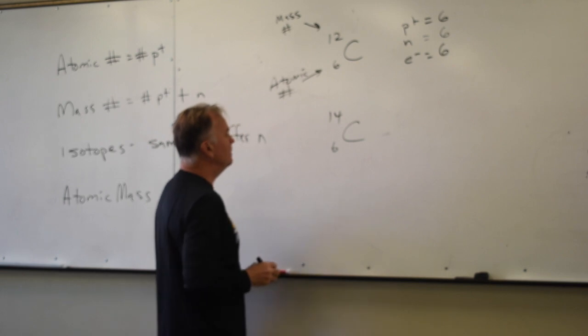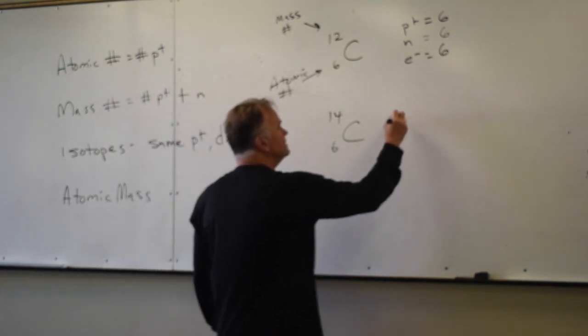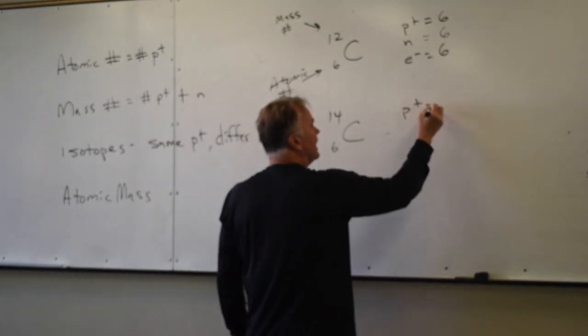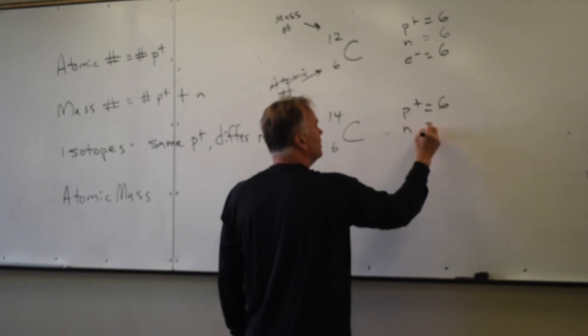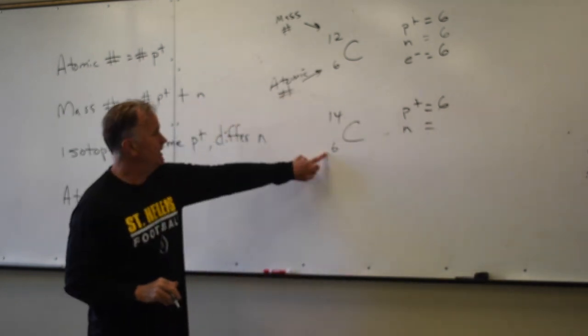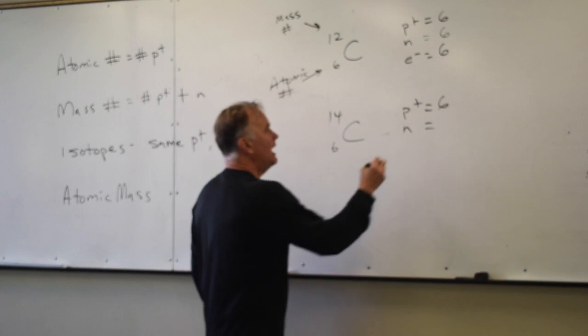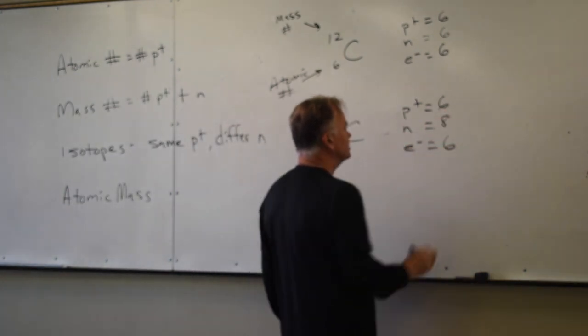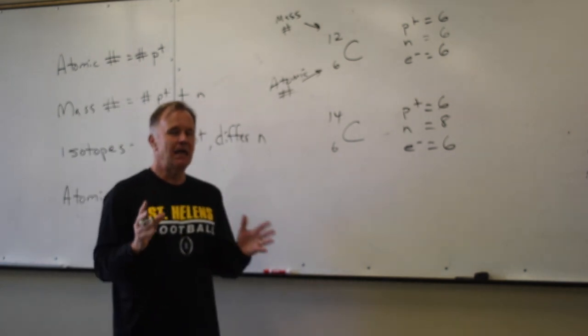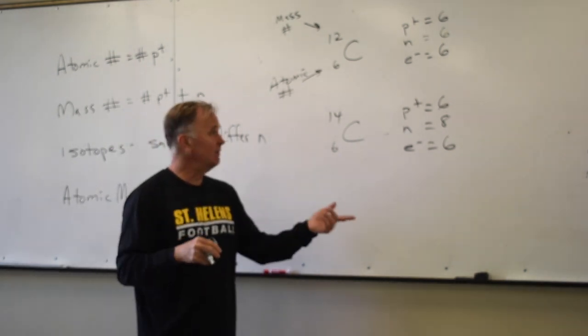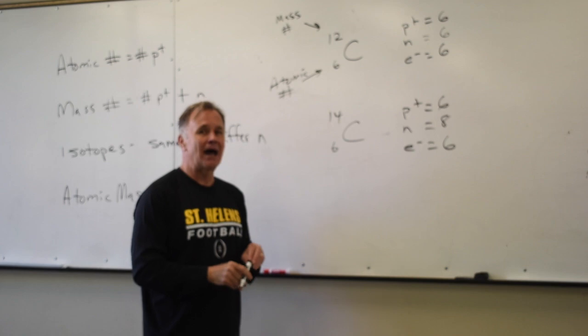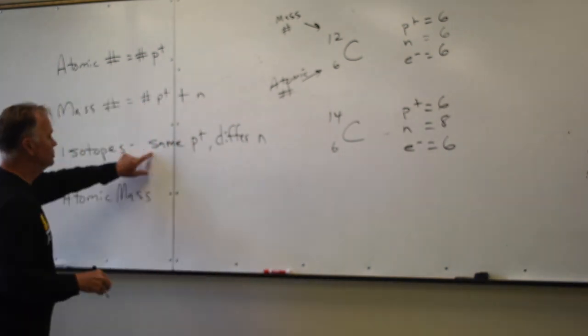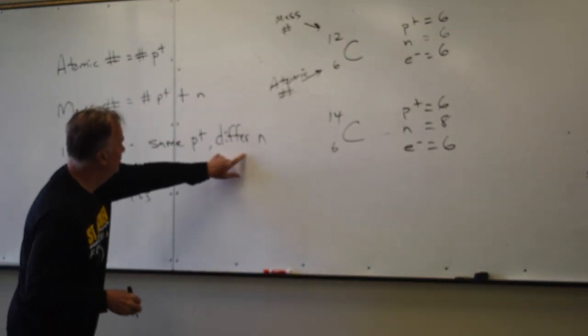6 and 14. Right? So in that case, that atom would actually have 6 protons. Okay? 14 minus 6 is 8, so it would have 8 neutrons, and electrons would be 6. So they're the same atom, they react the same, they just have a little bit different mass. Those are called isotopes of each other. Okay, so same number of protons, different number of neutrons.